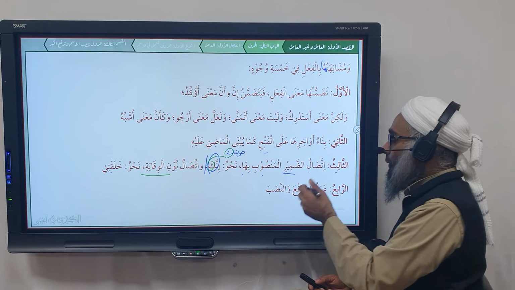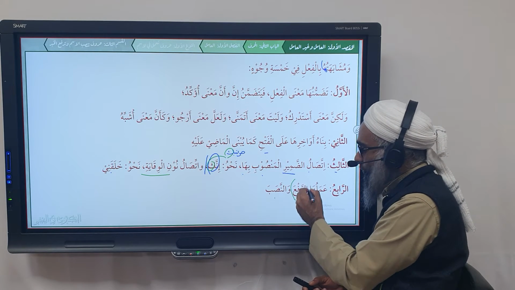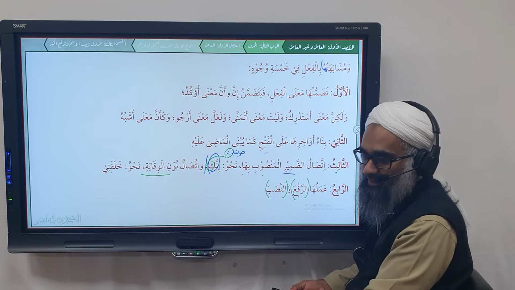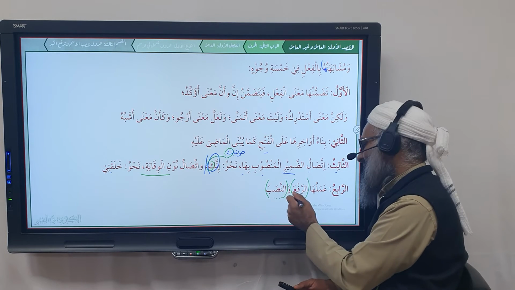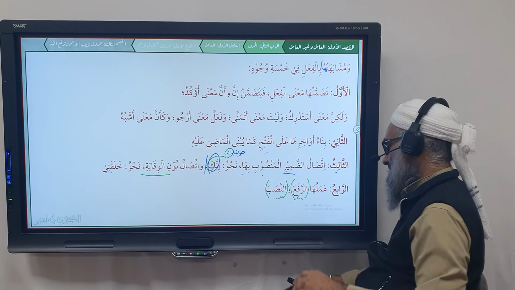The fourth way is عملها الرفع والنصب. You have one مرفوع and one منصوب. Similarly, the فعل has one فاعل and one مفعول به. So it similarly has that aspect as well.